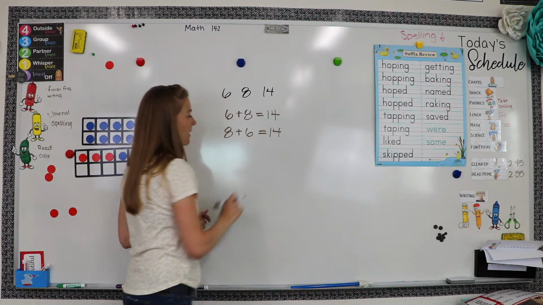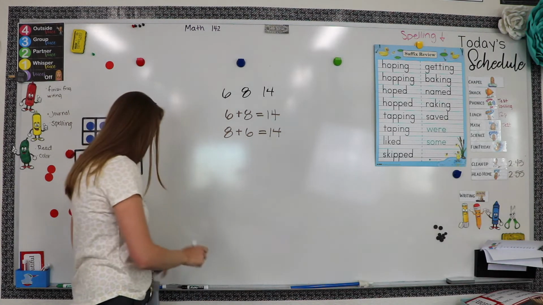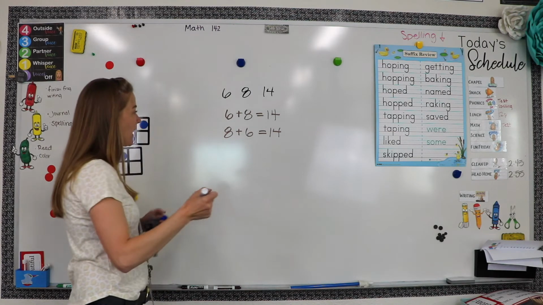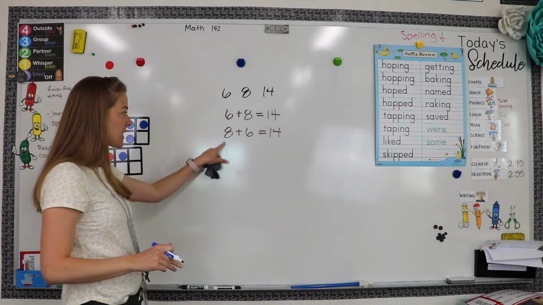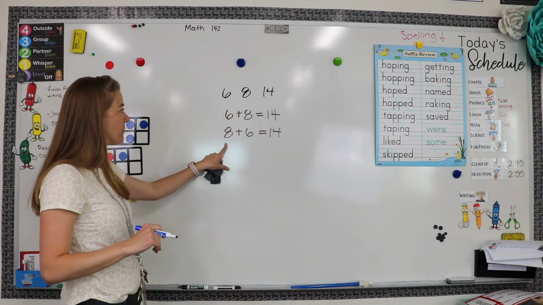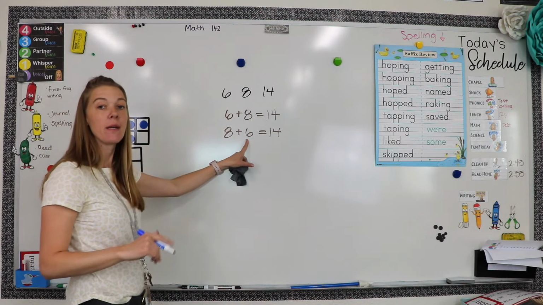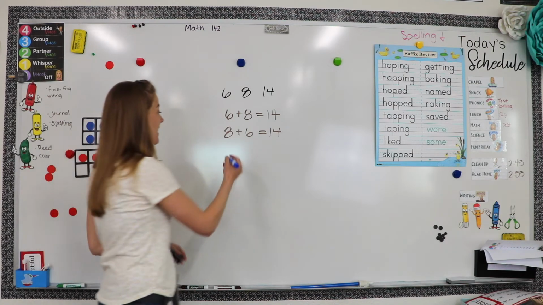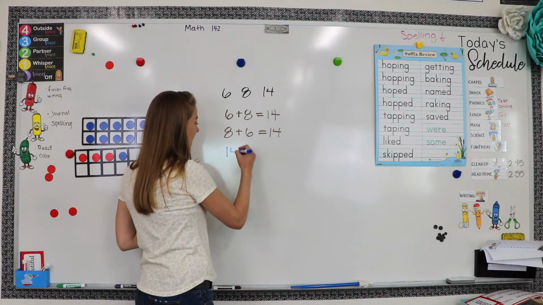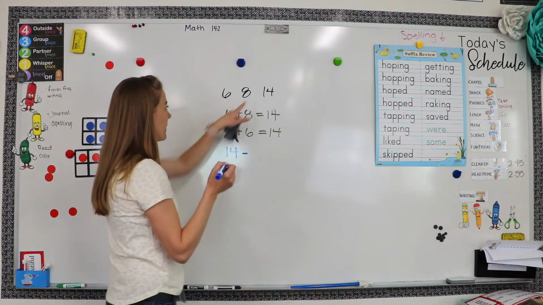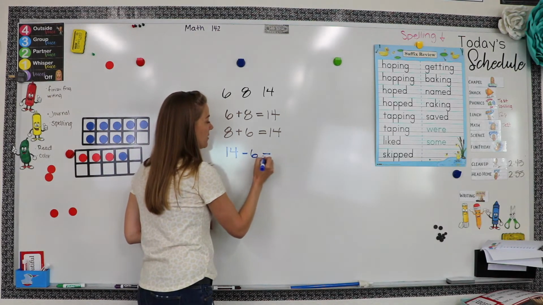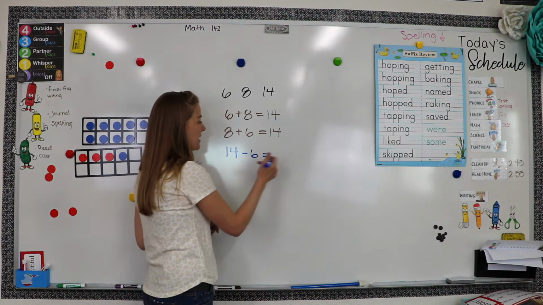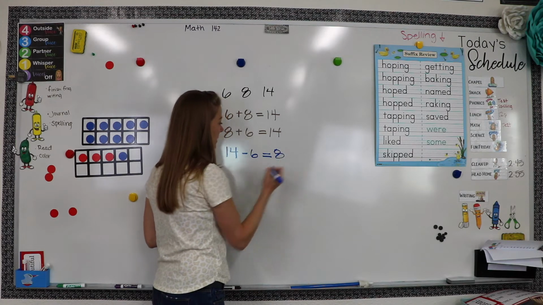equals 14. Now, for my subtraction, I need to start with my biggest number. Is 8 the biggest number? Nope. Is 6 the biggest number? Nope. Is 14? Yes. So I want to start with 14, and then I can pick one of my other numbers to subtract from. I'm going to do 6. 14 minus 6 equals 8.